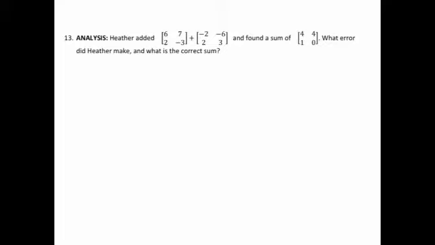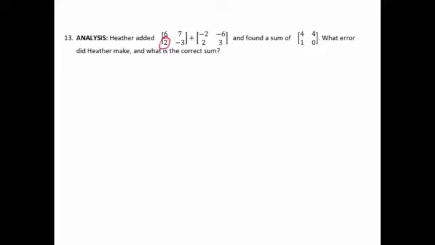Moving on to 13, adding these two matrices, poor Heather got this as a sum. What error did Heather make, and what is the correct sum? Well, looking at this, I noticed that here the 2 plus the negative 2 gives 4, so that part's okay. But here we have 7 plus negative 6, that should give us 1, but that's not right there. It's actually right here. So it's looking like they took what was in the first row and are getting this first column.